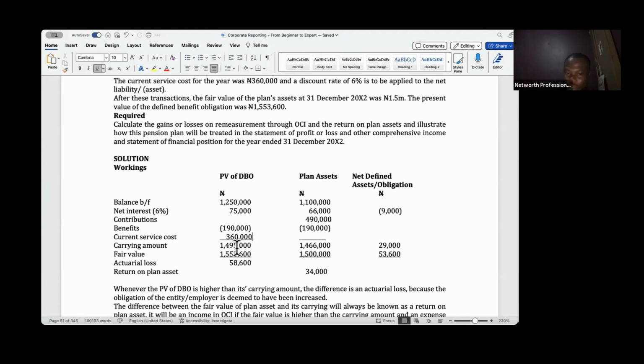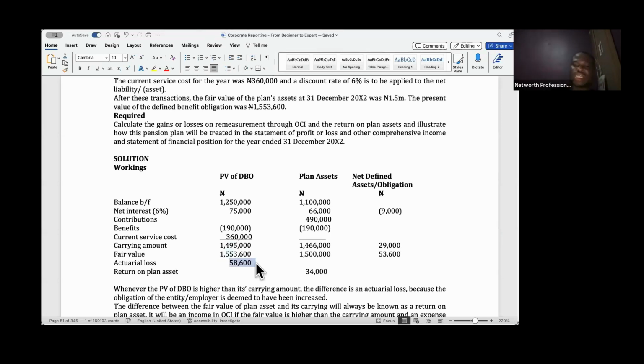That is not good for us because we said our obligation, based on all these items you recorded under obligation, should be 1.495. But the actuary came up with 1.5 million. So it's like we have an additional obligation. So we see this as remeasurement. So we call it an actuarial loss because we have more obligation.